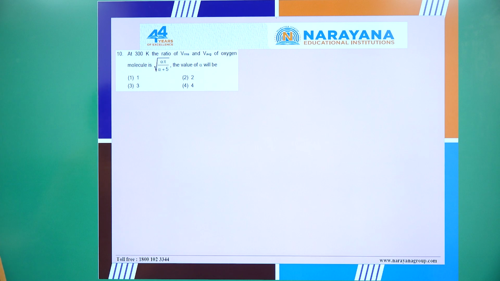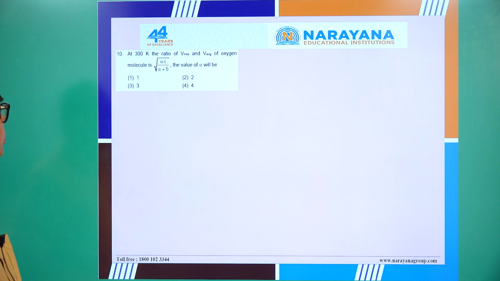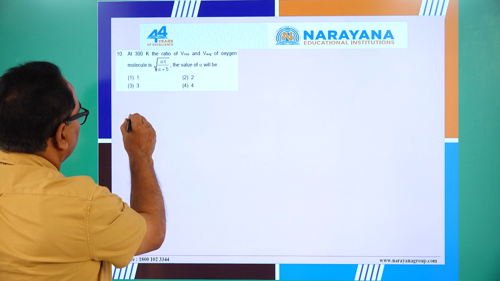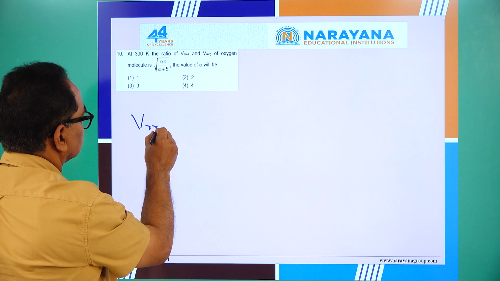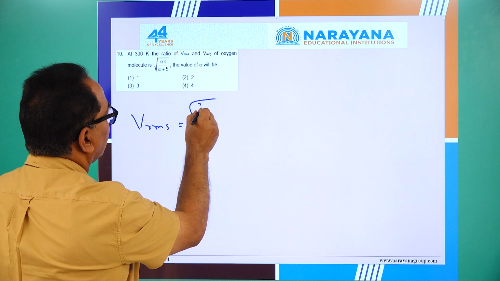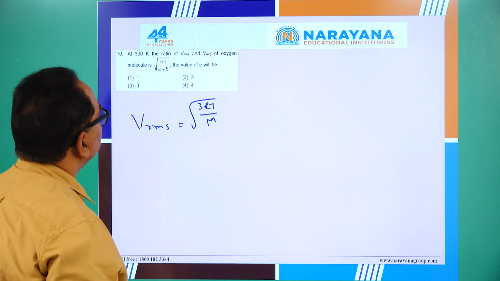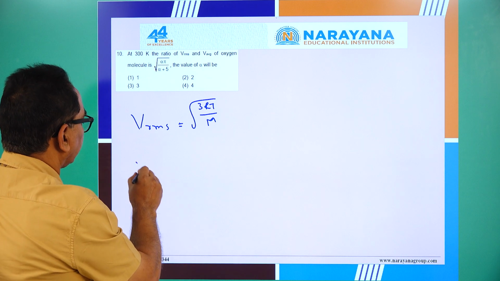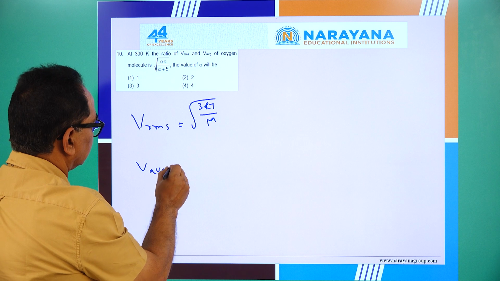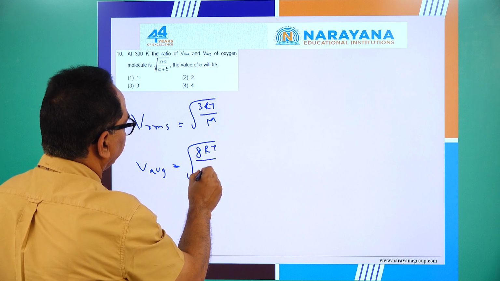At 300 Kelvin, the ratio of RMS velocity and average velocity of an oxygen molecule is given. The value of alpha will be? And we know that V RMS is square root of 3RT by M, and V average is square root of 8RT by pi M.